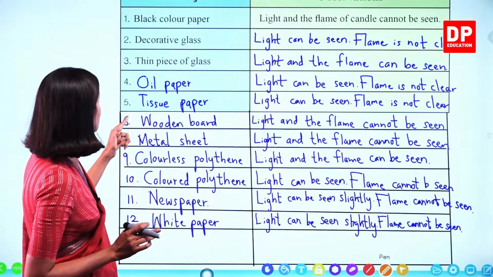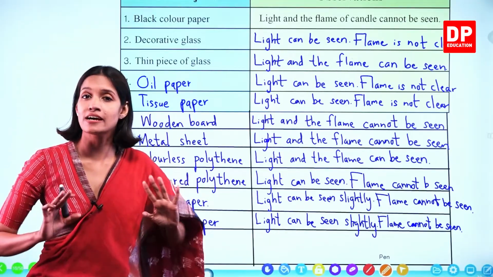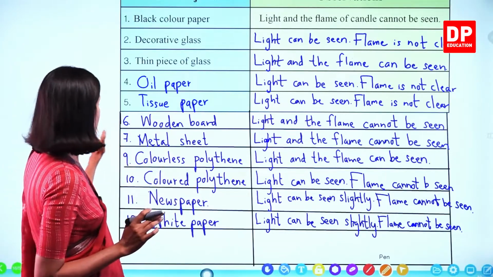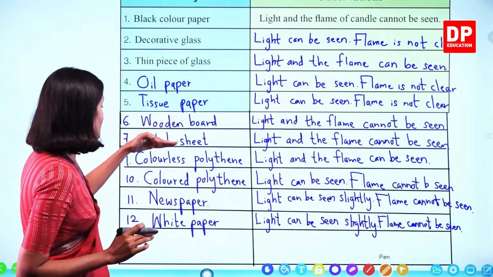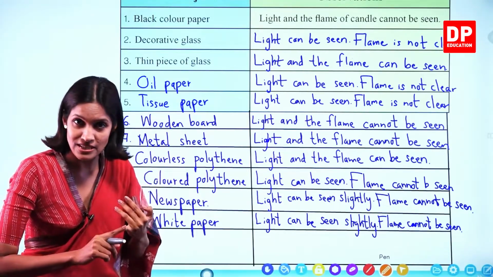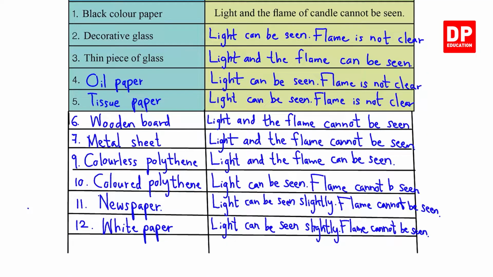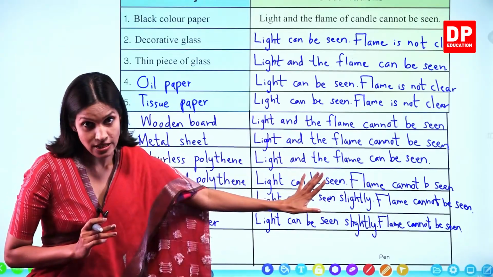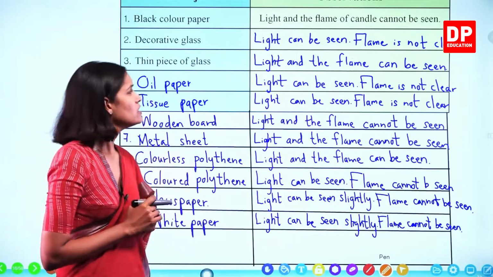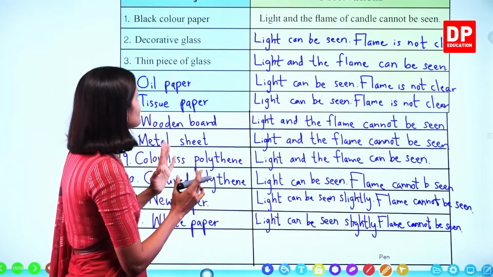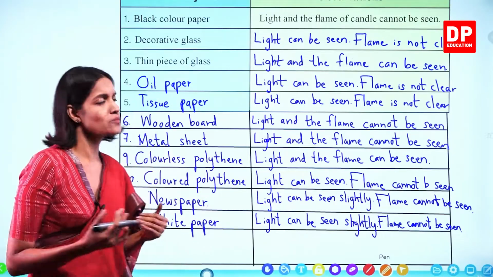Right? And then wooden board, metal sheet, there you can't see. Just like black paper, you can't see the light or the candle flame. Right? And colorless polythene, we can see the light and the flame very clearly. But colored polythene paper, light can be seen clearly, but the flame is not very clear. Right? Newspaper and white paper, flame cannot be seen at all, but light also can be seen, but slightly. Right, children? So when you go through these observations, what can you decide? What is the conclusion that you can come up with, children?